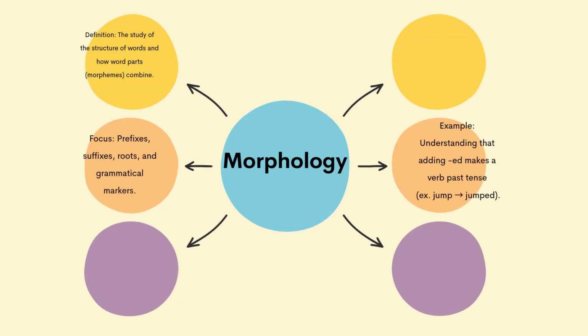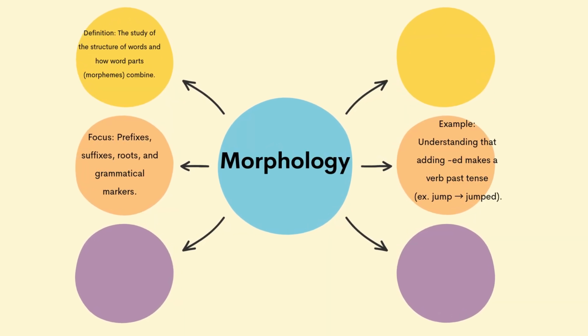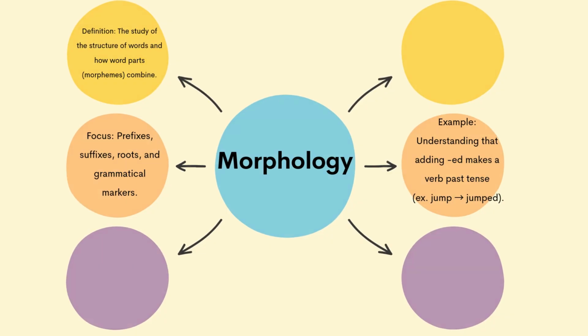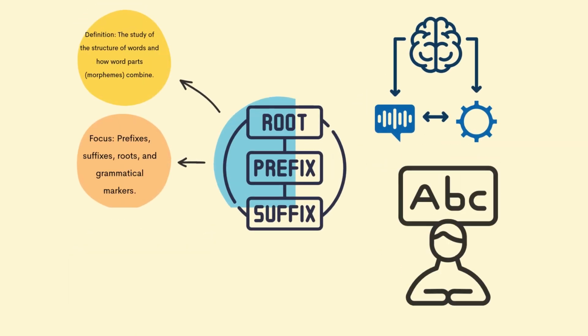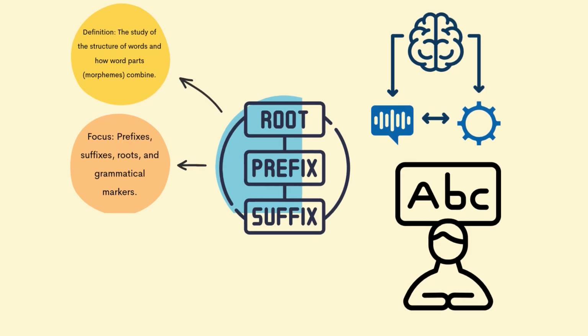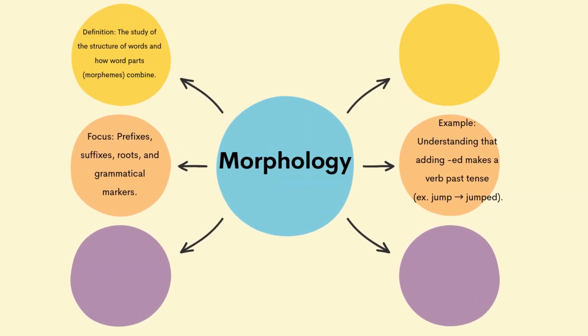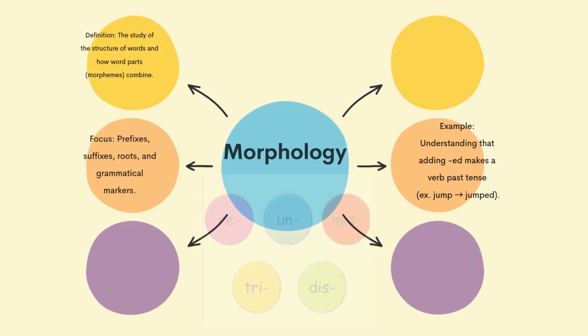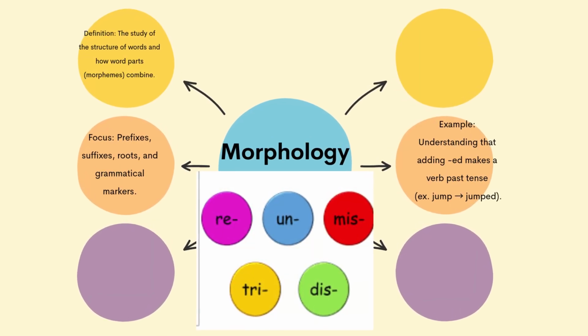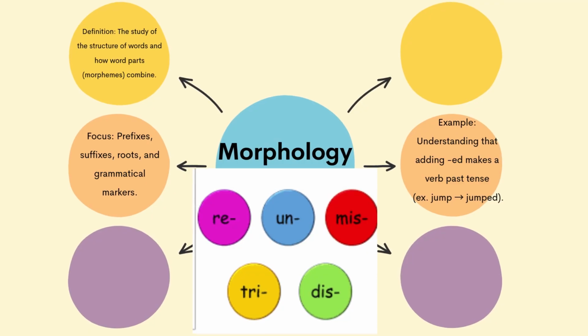Morphology is the study of the structure of words and understanding word parts. So the focus is prefix, suffix, root words, and grammatical markers. For example, understanding that putting ed at the end of the word is past tense. For example, jump, jumped. Or putting un in front of a word, unhealthy, unhappy, is not happy, not healthy.